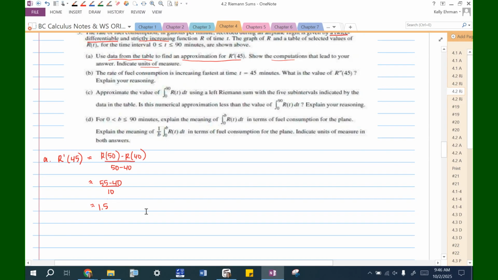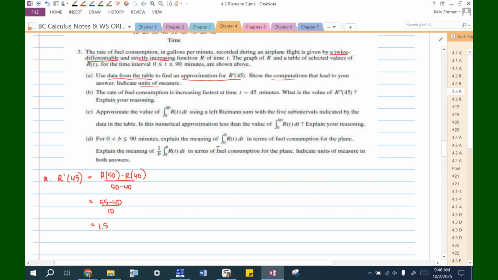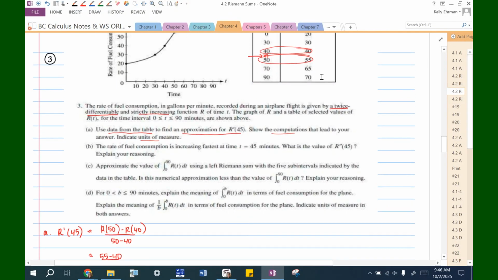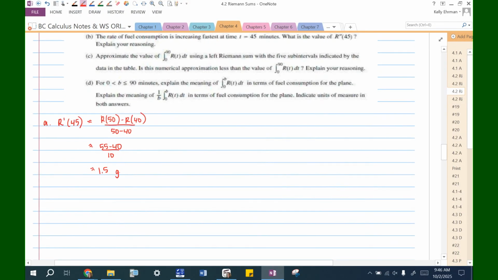Now, what about the label? So even though this says r prime, remember r is already a rate of change. So this is gallons per minute, or you could say gallons per minute squared. So think of this as like r prime is really like a second derivative.